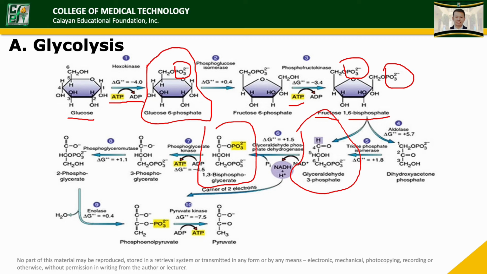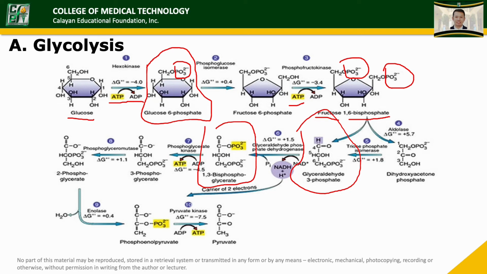And then at the end of it, pyruvate was formed. You have to remember that in this equation, there will be two pyruvate or pyruvic acid, since there are two 3-carbon molecules formed from fructose 1,6 biphosphate. The first one is glyceraldehyde 3-phosphate and the other one is dihydroxyacetone phosphate.